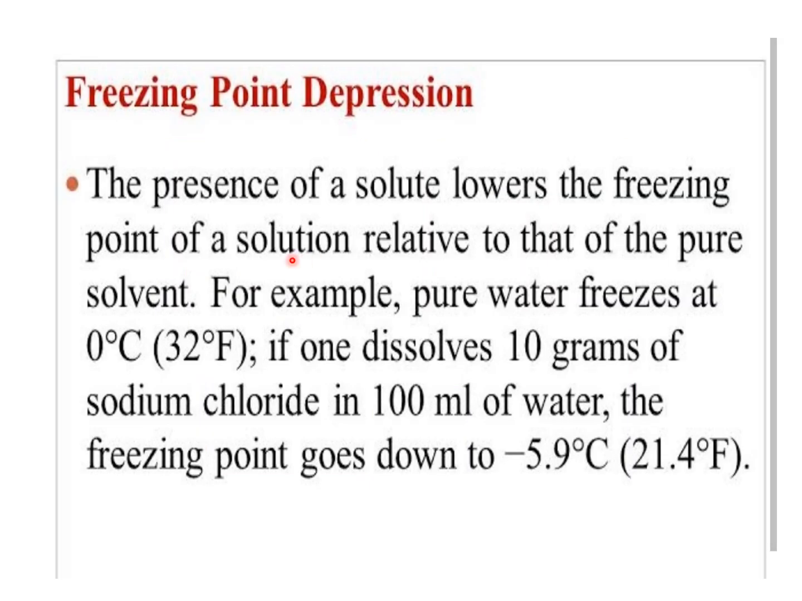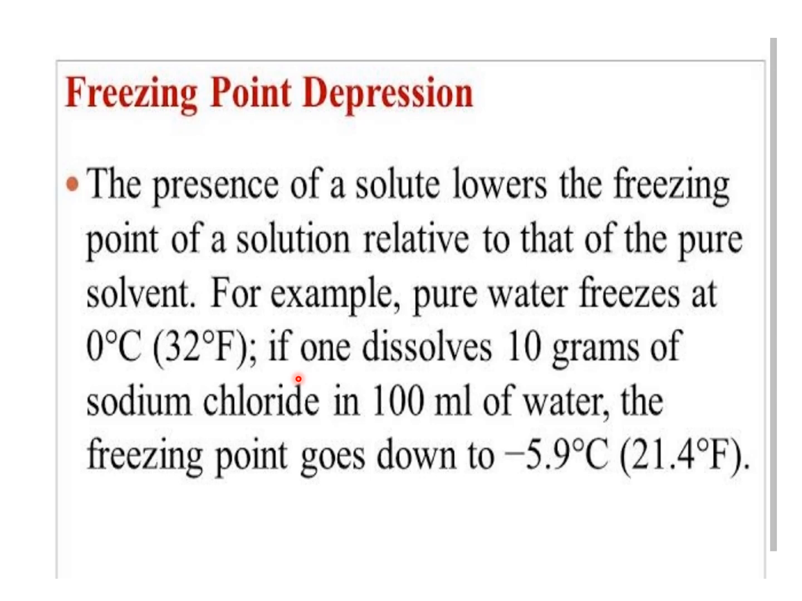Now, how can we measure the osmolar concentration of plasma, or we can say the osmolarity of the plasma? Osmolarity can be measured by freezing point depression. What is this? The presence of solute in a solution lowers the freezing point of the solution relative to that of the pure solvent. For example, pure water freezes at 0 degrees centigrade. If one dissolves 10 grams of sodium chloride in 100 ml of water, the freezing point will go down to minus 5.9 degrees centigrade.